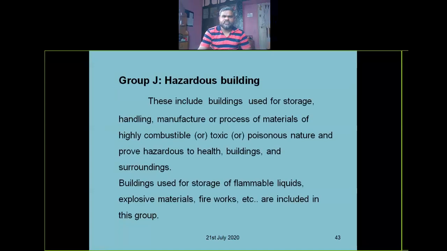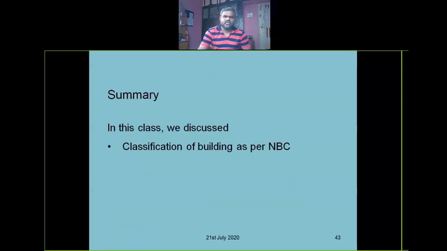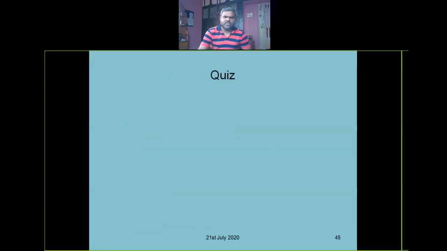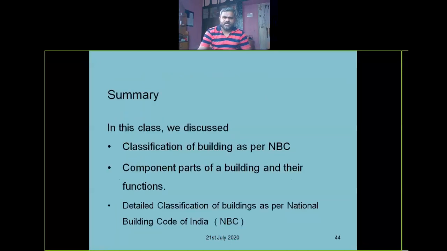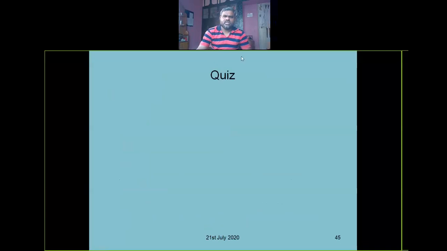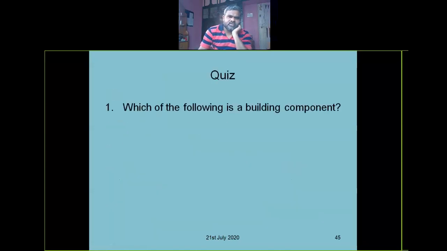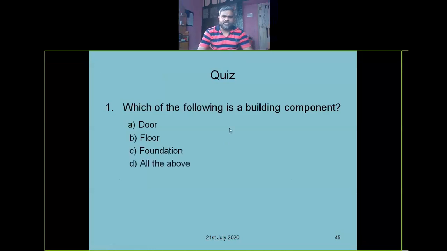So these are the different classifications of buildings, and this is the summary of what we have studied. The detail of the classification of buildings will be seen in the next class. There is also a small quiz here. You can see which part of the building is a component part of a building.